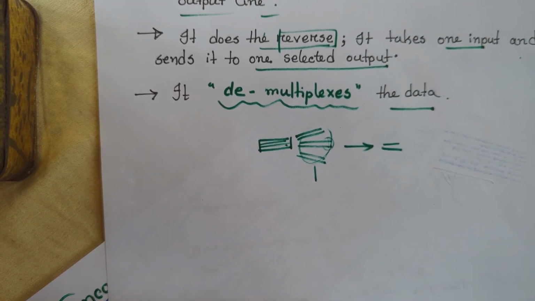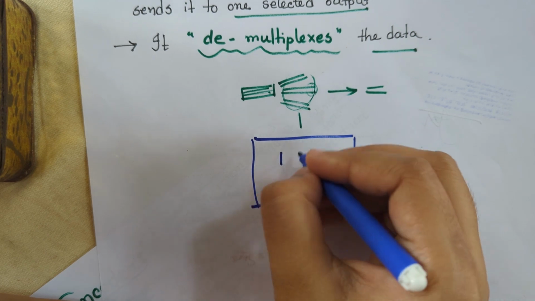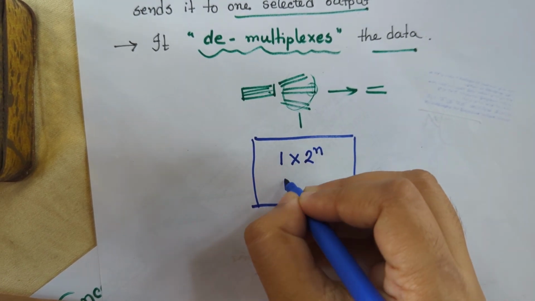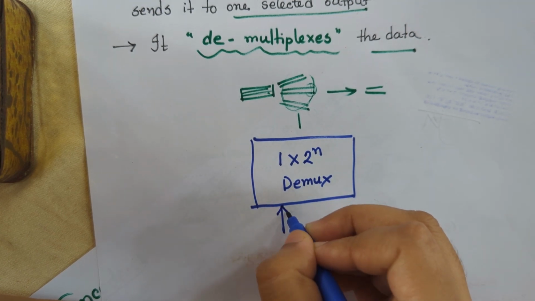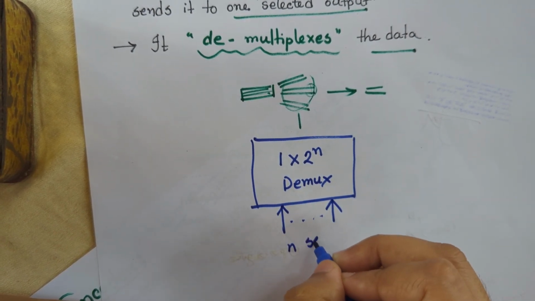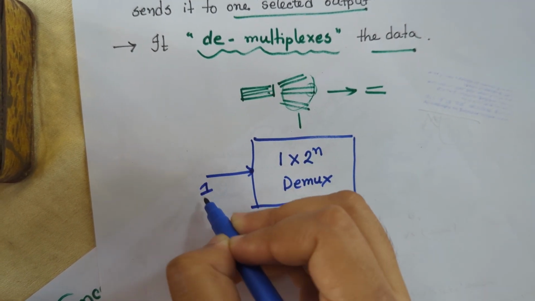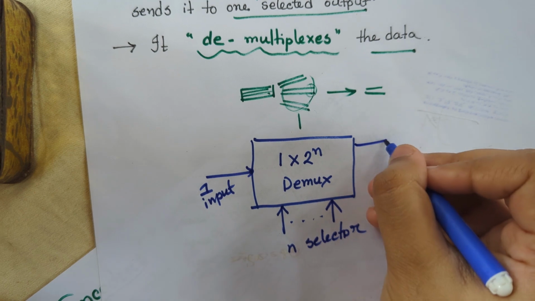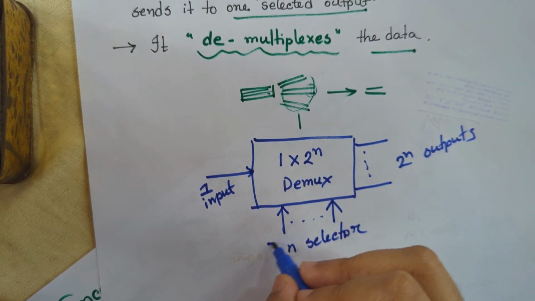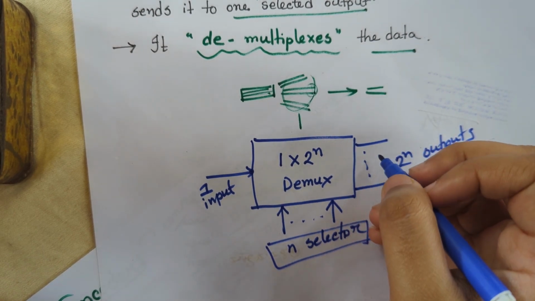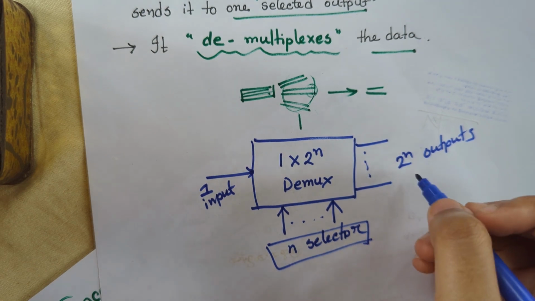Let's see the block diagram. Suppose this is a block diagram. Here the input is 1 and the output is 2 to the power n. It is a Demux, and here n is the number of selector lines. Here n selectors, the input is only 1, and the output will be 2 to the power n outputs. But based on these selectors only one output will be shown to us. This is how a Demux works. This is the reverse operation of the multiplexer.